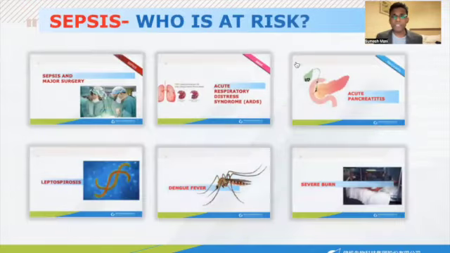Now, who is at risk? One more easy way to understand it by disease is majorly these 6 conditions. Major surgery, ARDS, acute pancreatitis, leptospirosis, dengue fever, especially in the tropical countries of Asia, and severe burn.